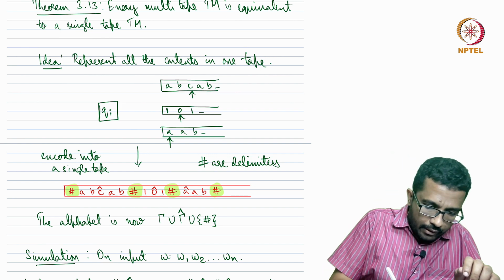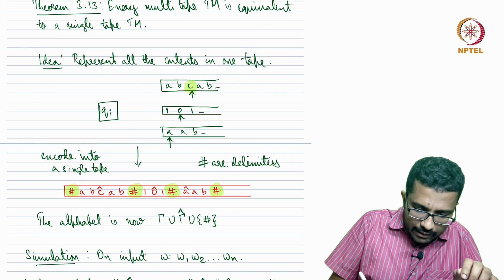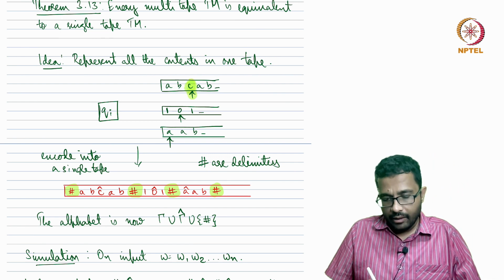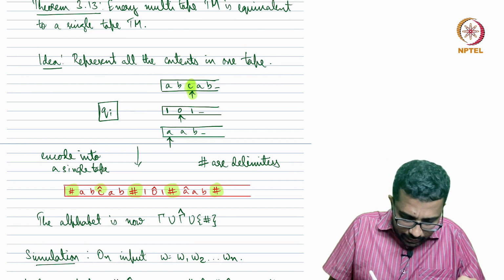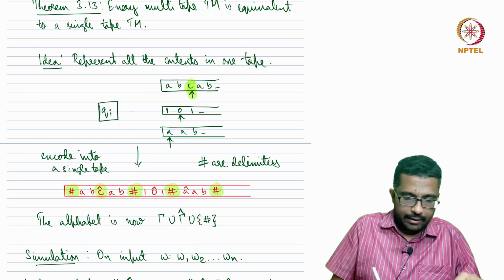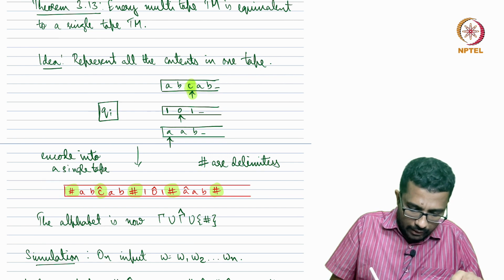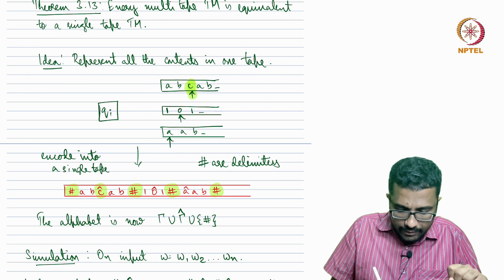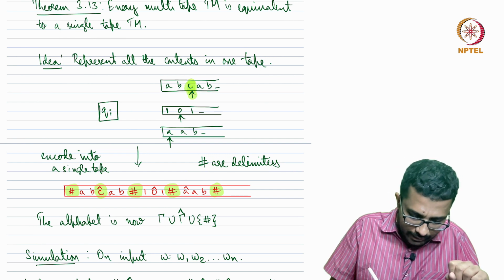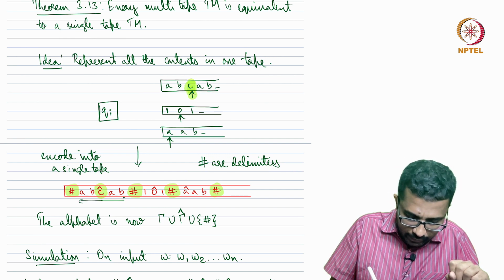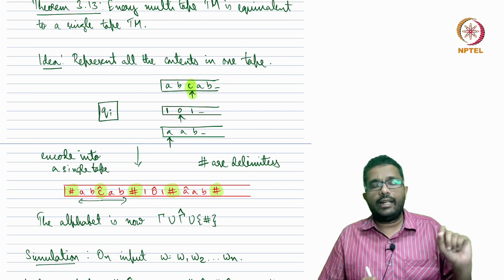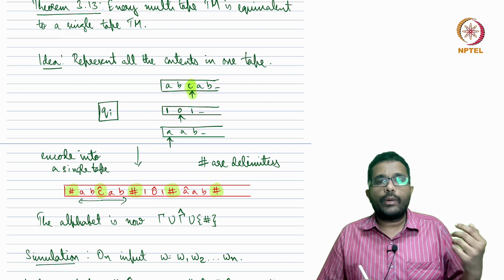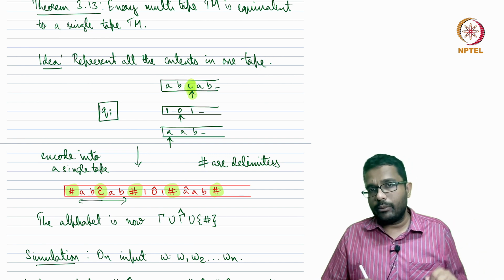So here, the third symbol C contains the head, or the head is pointing at the third symbol of the first tape. So I denote it by C with a hat in the single tape conversion. There is only one symbol in the part that corresponds to the first tape with a hat, and that symbol indicates where the tape head was in the 3 tape equivalent.